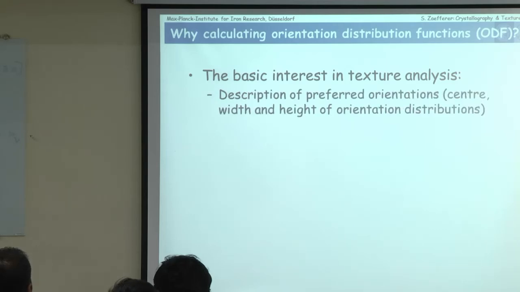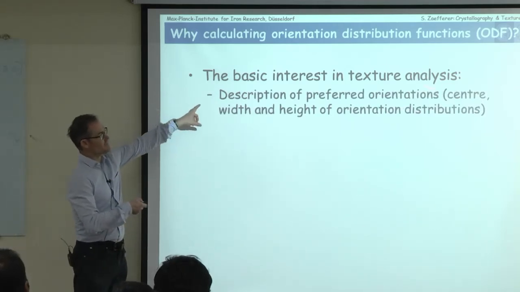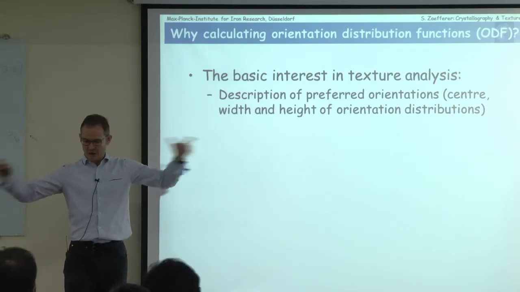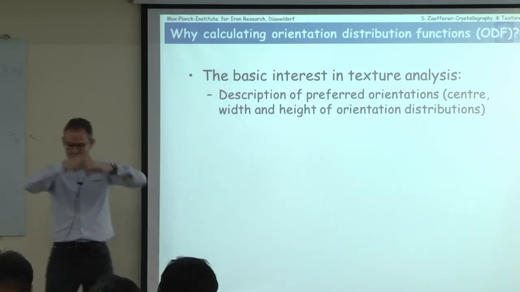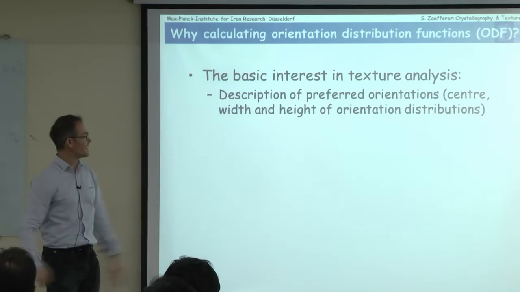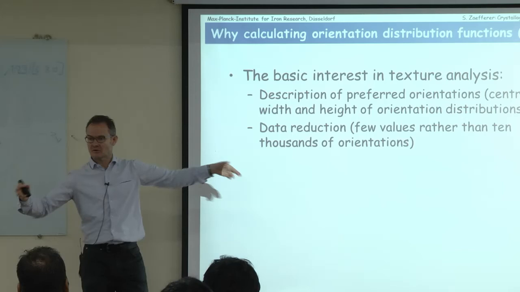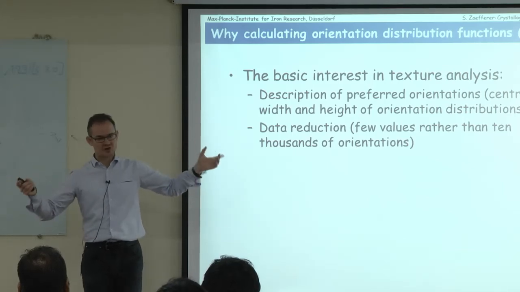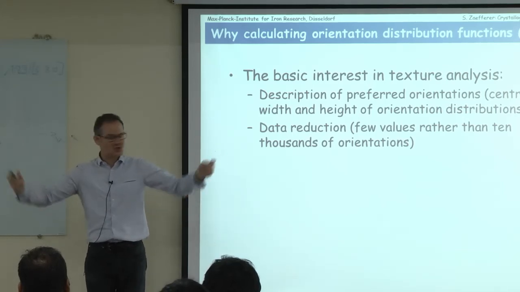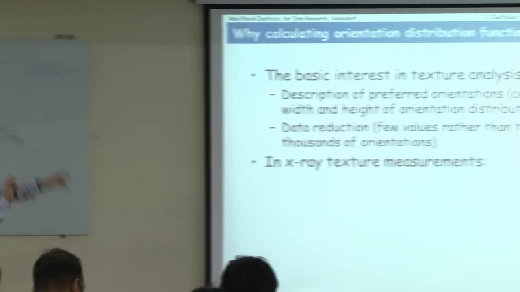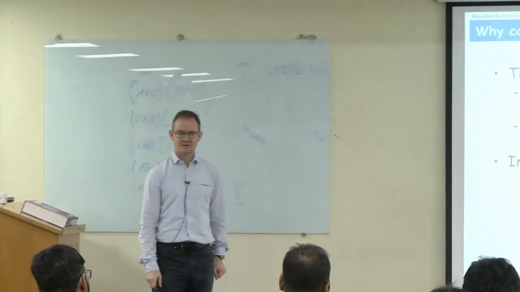ODFs. So first you want to describe which orientations do I have, what's the distribution, how many of them are there, and how quickly do they fade away in space, in orientation space. Then you want to reduce data. Instead of 100,000 orientations, you just want to memorize one functional value. And then X-ray texture bears more problems.